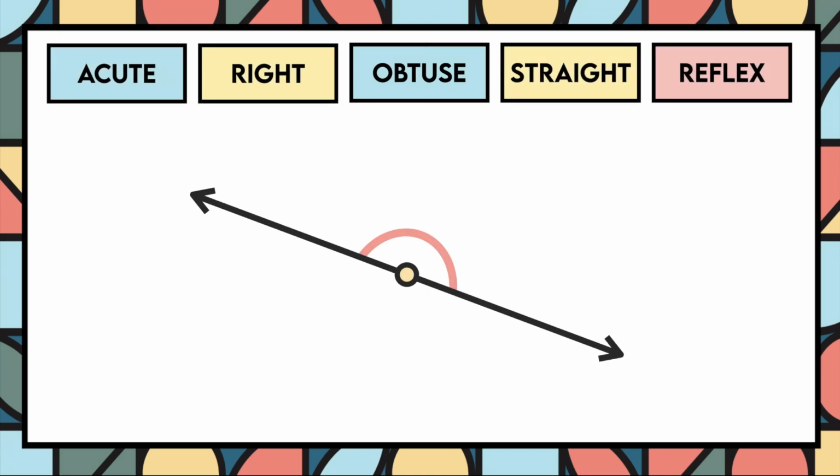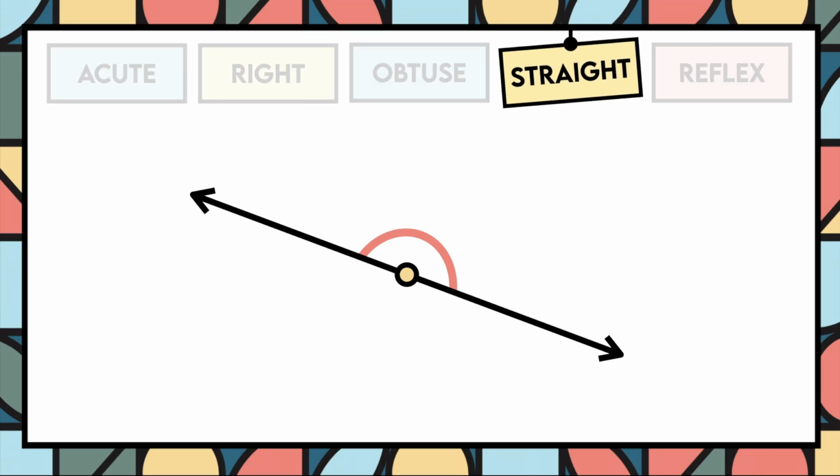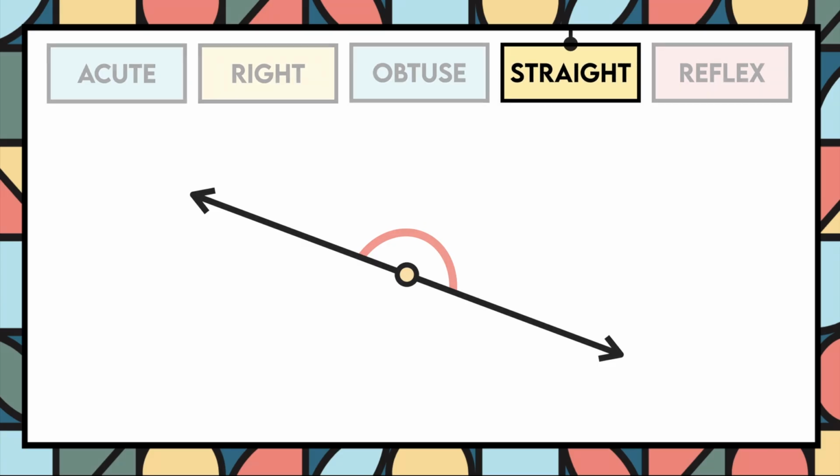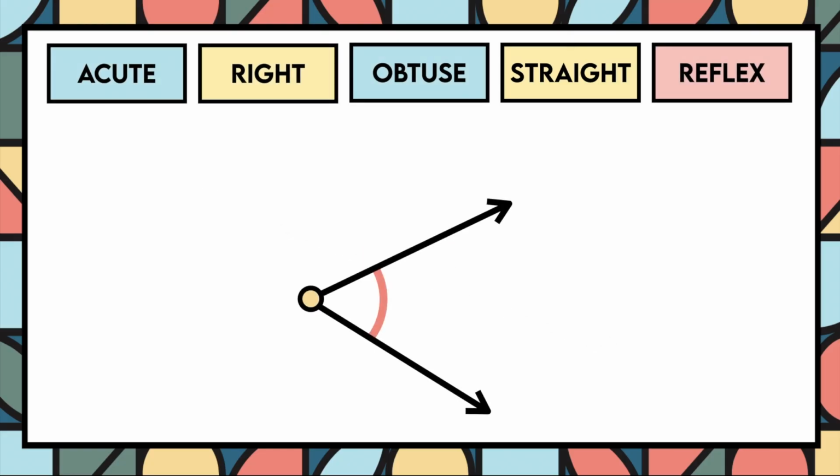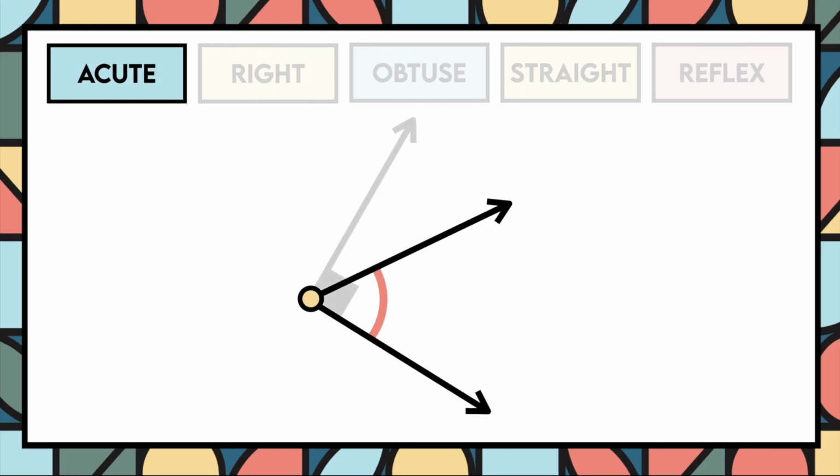Which angle is this? Look, it makes a straight line. That means that this is a straight angle. It is larger than an obtuse angle, but smaller than a reflex angle. Which angle is this? This angle is smaller than a right angle. This is an acute angle.